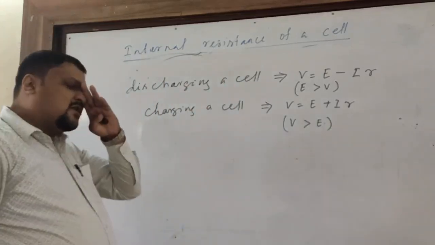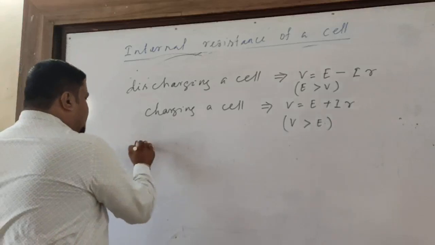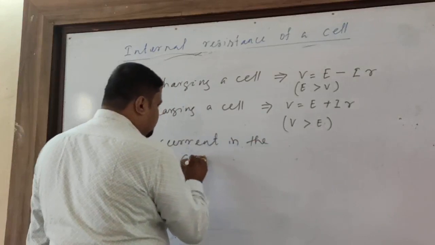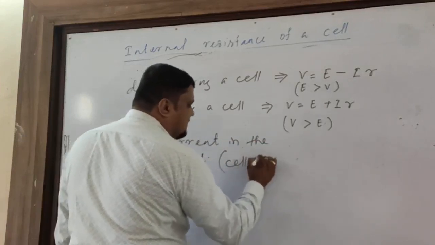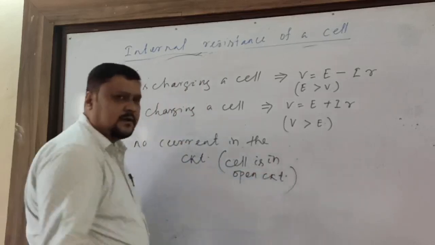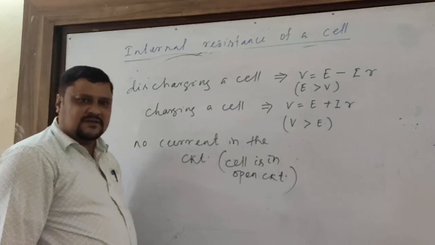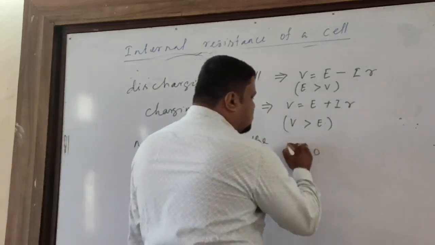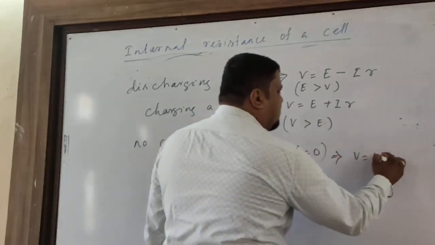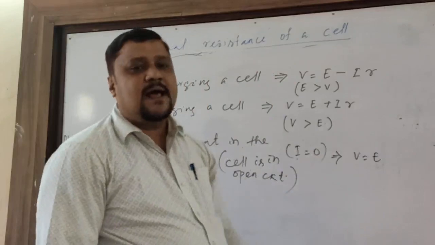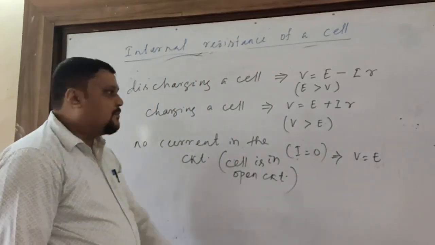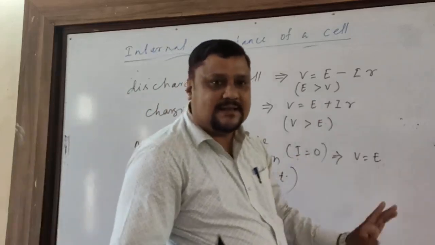But if there is no current in the circuit, it means the cell is in open circuit. No current flows from the cell in open circuit. When the cell is in open circuit, I is equal to 0. If I is equal to 0, this implies V is equal to E. The potential is equal to the EMF of the cell.